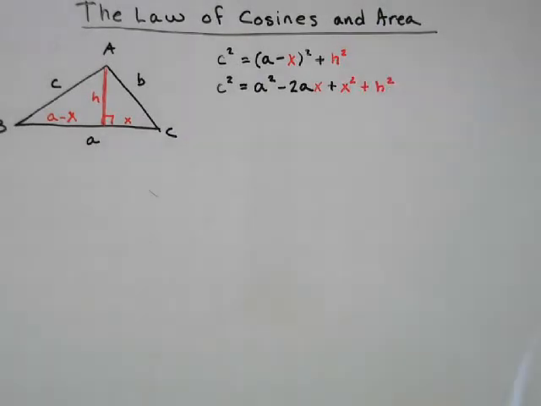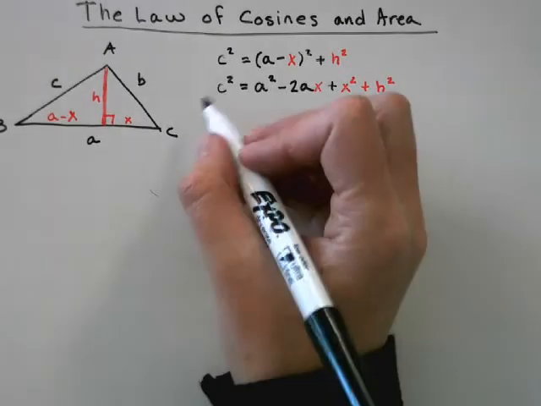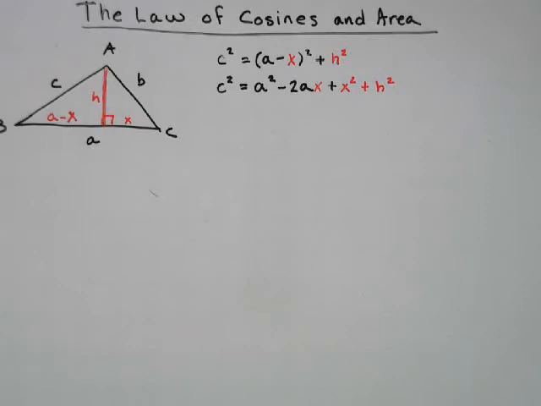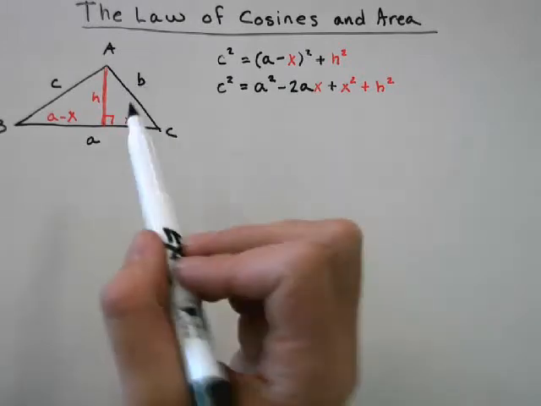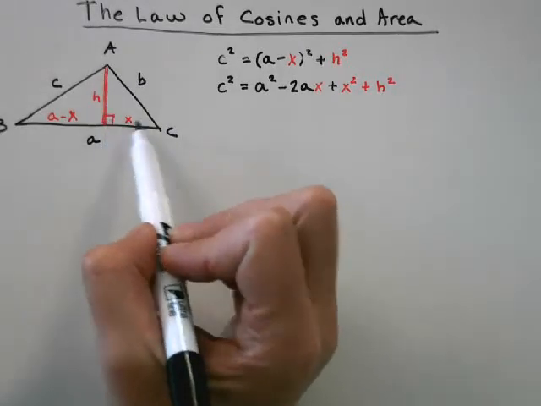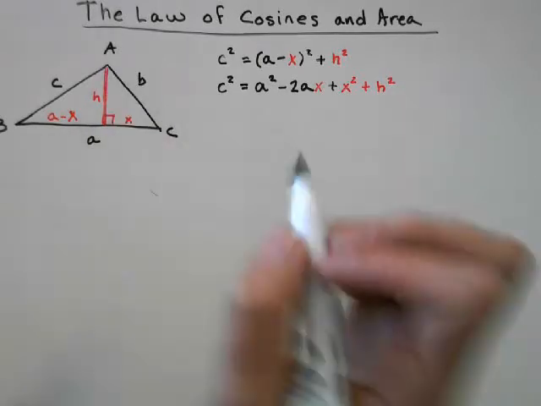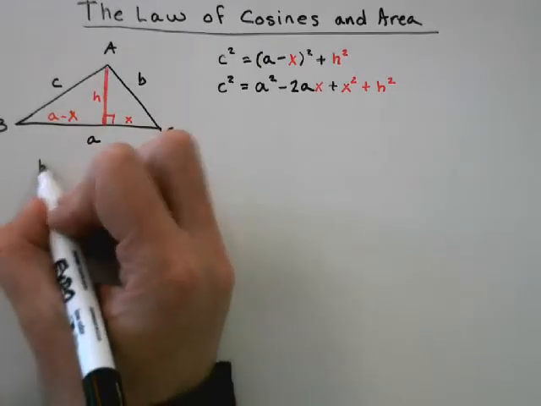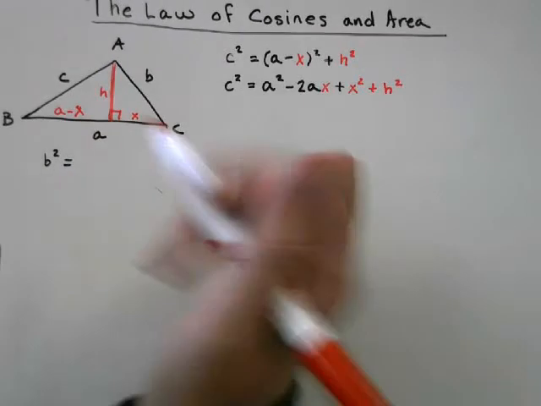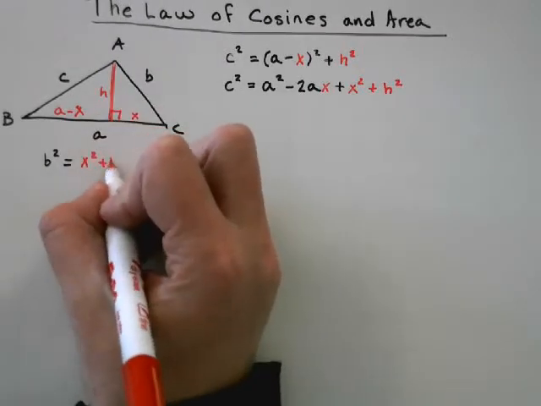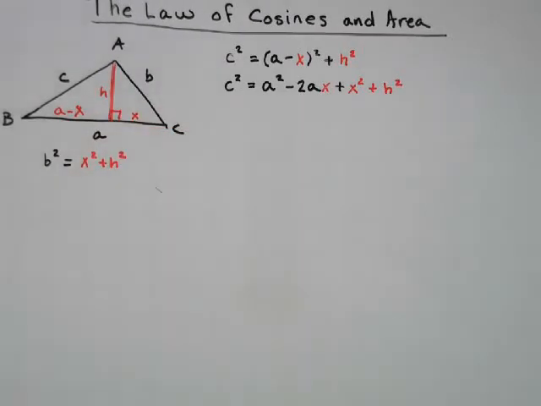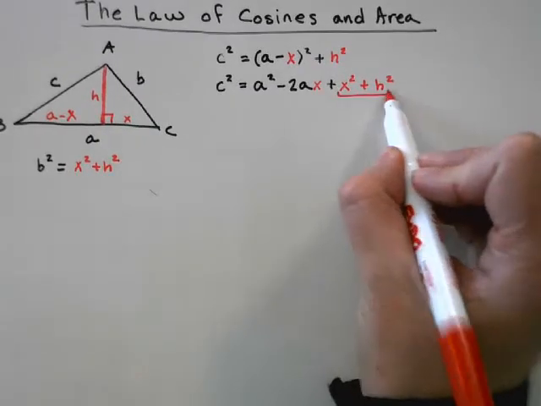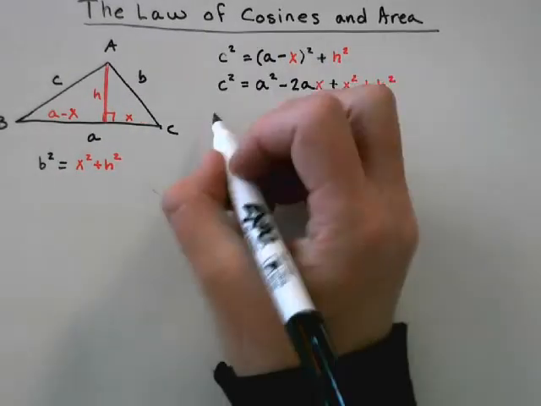plus an H squared. Now I did the H and the X's in red because ultimately I want to get rid of those and replace them with things in terms of A, B, and C. So the first thing I can do is the other half of this triangle, I can do the Pythagorean theorem. So B squared is going to equal X squared plus H squared. So this can get replaced with B squared.